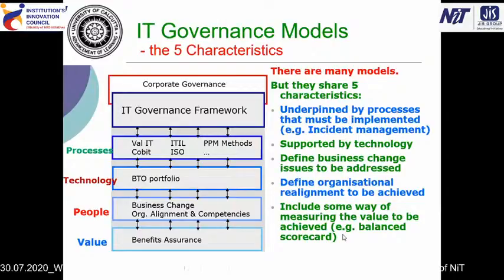So this one defines the process that must be implemented, supported by the technology, defines the business change issues to be addressed, and defines the organizational regime to be achieved. That includes some way of measuring the value to be achieved. So in our process to value technology, there are 5 steps: 1, 2, 3, 4, 5. From a pyramidal structure, upper to lower, lower to upper, it is a bidirectional system. Both are bidirectional systems.